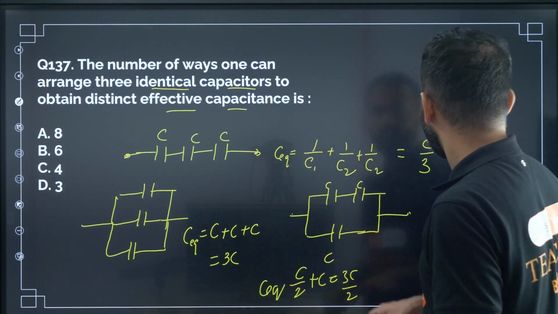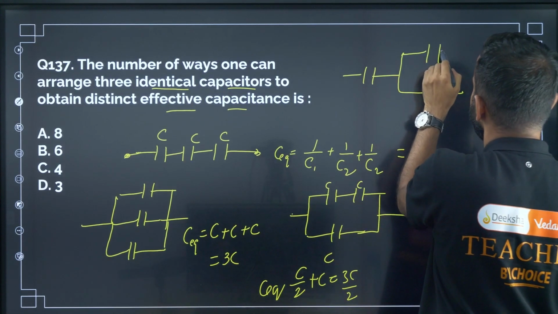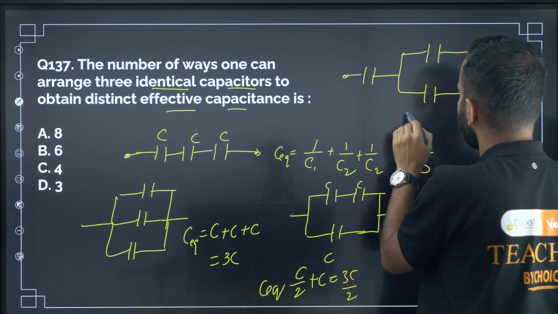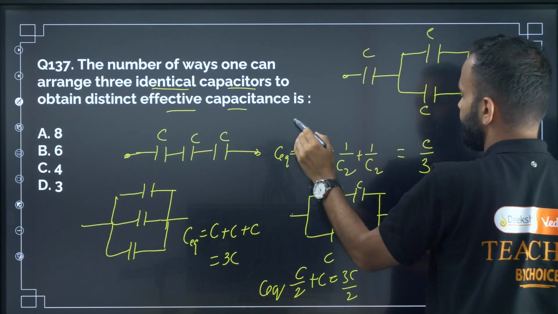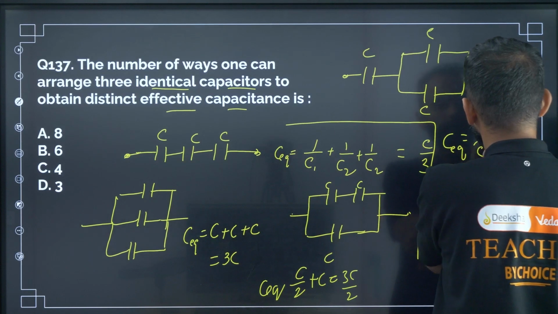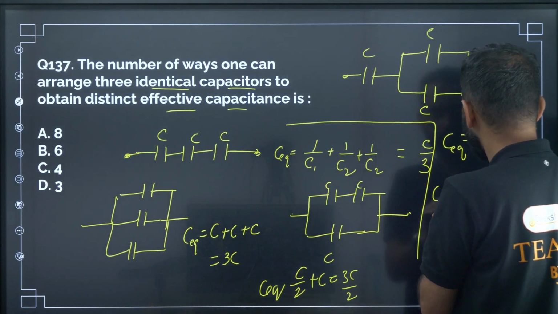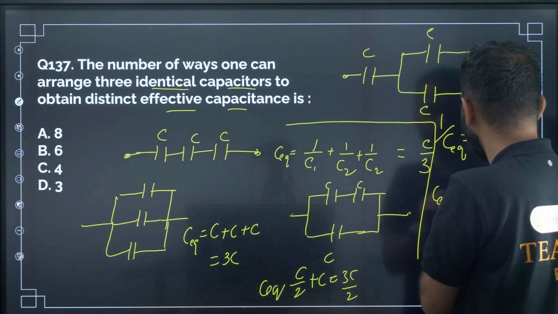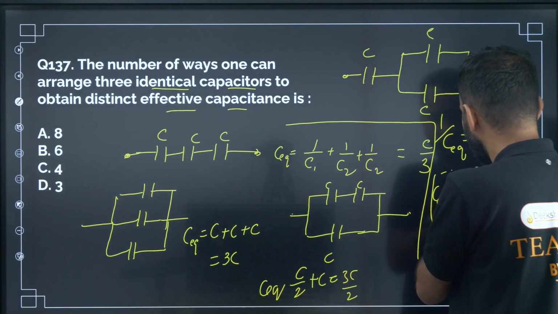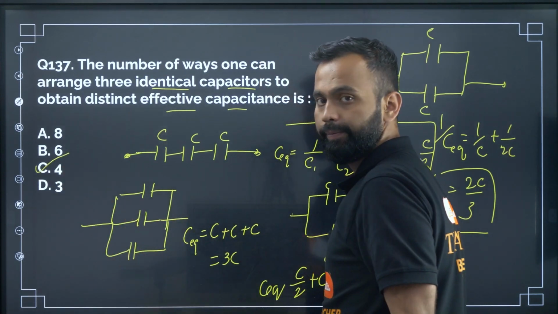And the last way, here one capacitor is in series with two capacitors, and these two capacitors are in parallel, right? So here C equivalent, 1 by C equivalent is equal to 1 by C plus 1 by 2C. So C equivalent is equal to 2C by 3. So there are four ways. So option C is the correct answer.